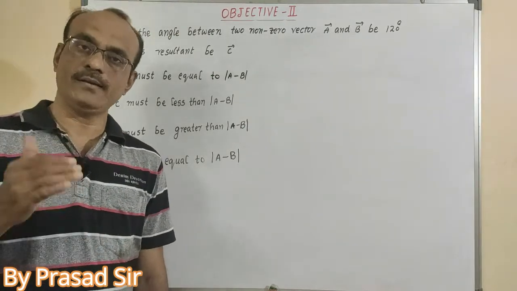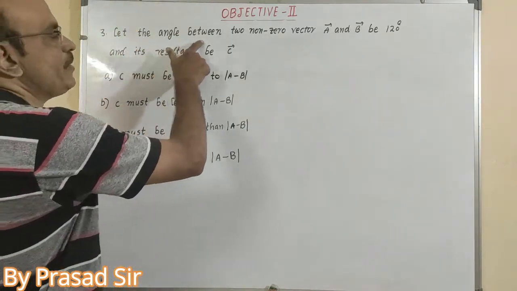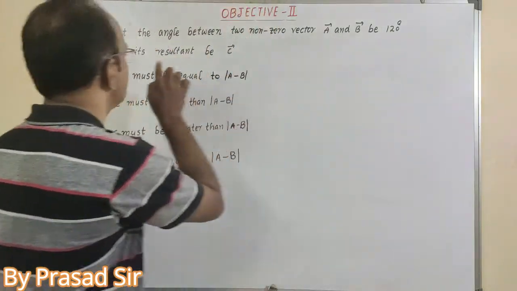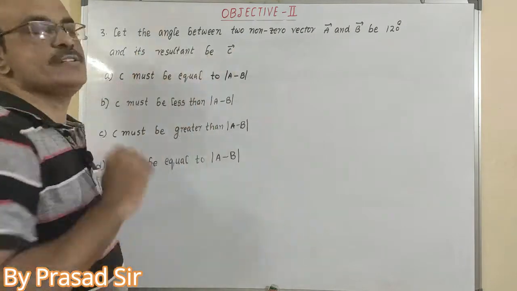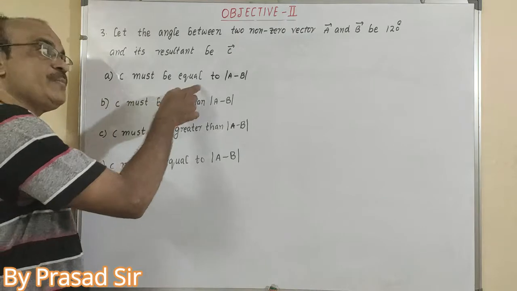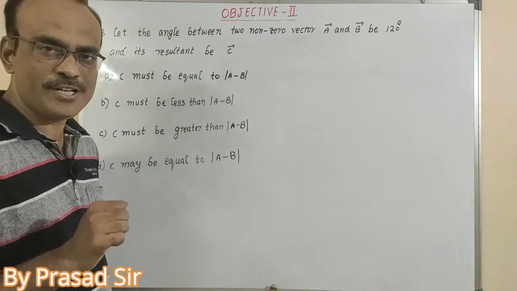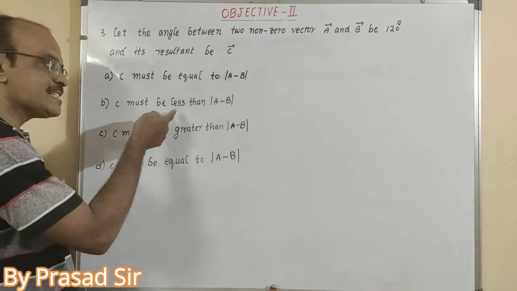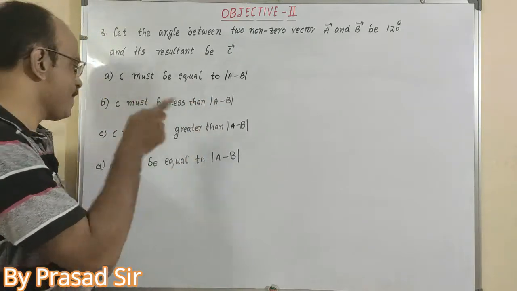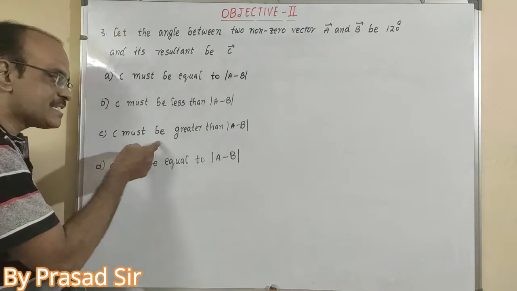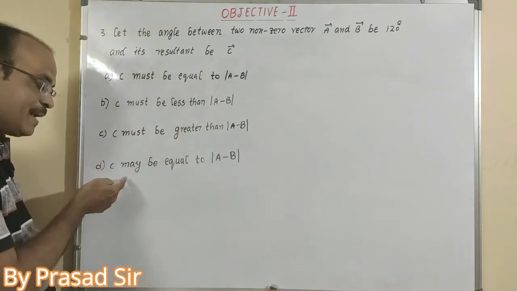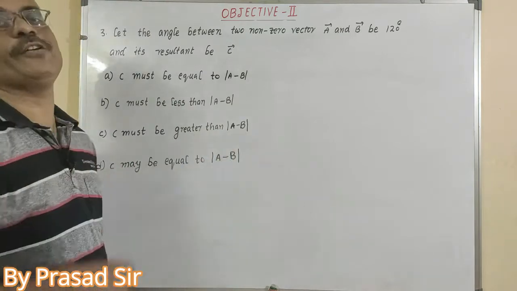Here is question number 3. Let the angle between two non-zero vectors A vector and B vector be 120 degrees and its resultant be C vector. Now here options are given. A, C must be equal to magnitude of A minus B. B, C must be less than magnitude of A minus B. C, C must be greater than magnitude of A minus B. D, C may be equal to magnitude of A minus B.